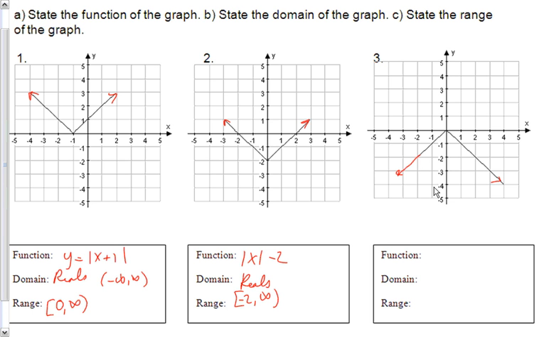Well, I have it all positive. It looks like an absolute value graph. It doesn't look shifted. If I look at it, how do I make them all negative? Well, how do you make something negative? You put a negative on it. Well, this one is y equals the negative absolute value of x.